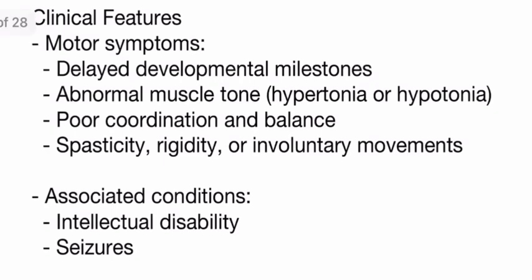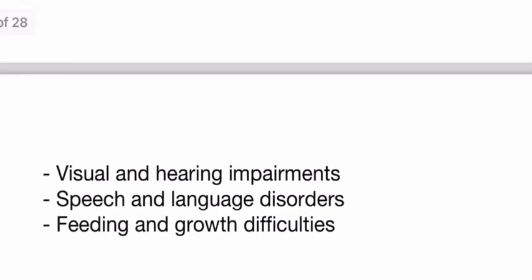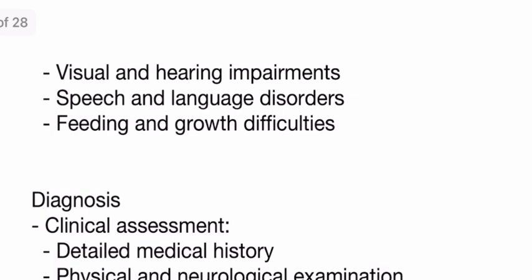Clinical features: you have motor symptoms such as delayed developmental milestones, abnormal muscle tone, poor coordination and balance, spasticity, rigidity, or involuntary movements. And you can have associated conditions such as intellectual disability, seizures, visual and hearing impairments, speech and language disorders, feeding and growth difficulties.